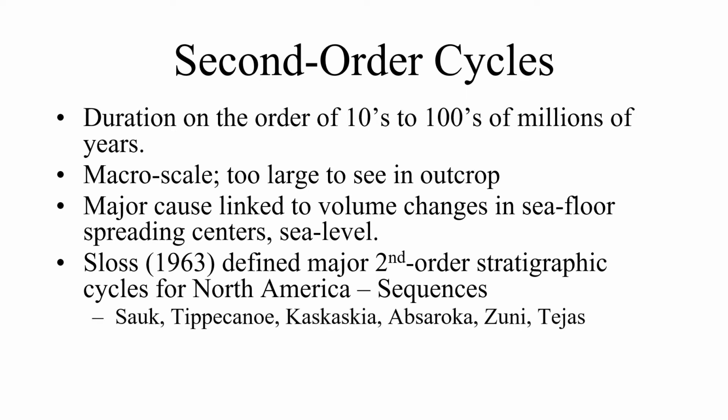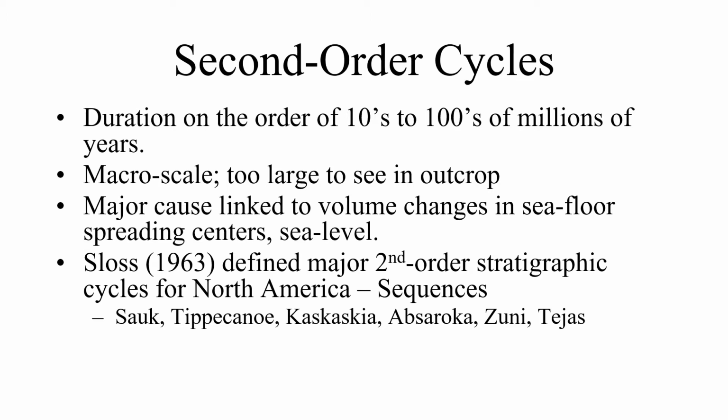And these include the Sauk, Tippecanoe, Kaskaskia, Absaroka, Zuni, and Tejas in order from oldest to youngest. The Sauk really begins around the Vendian period of the Proterozoic. It's the very end of the Precambrian, so maybe 600 to 650 million years ago. And the Sauk continues into the early Paleozoic, into the Ordovician, where then the Tippecanoe takes over.